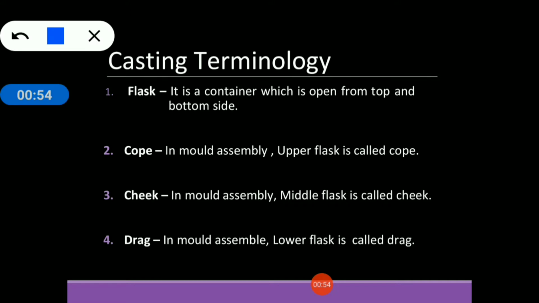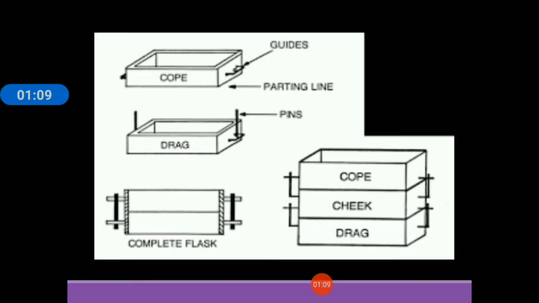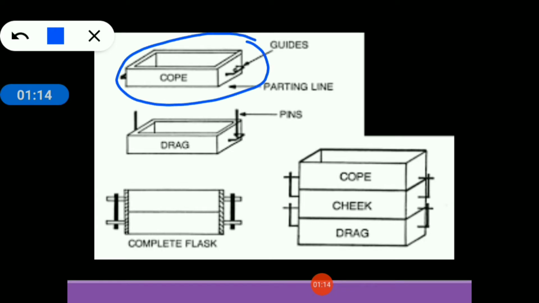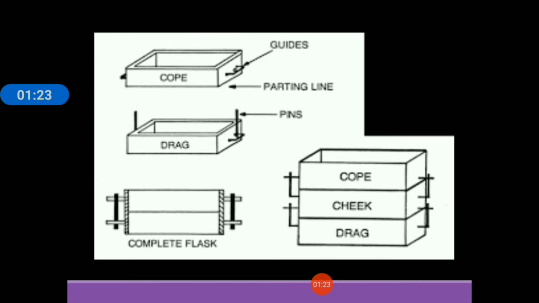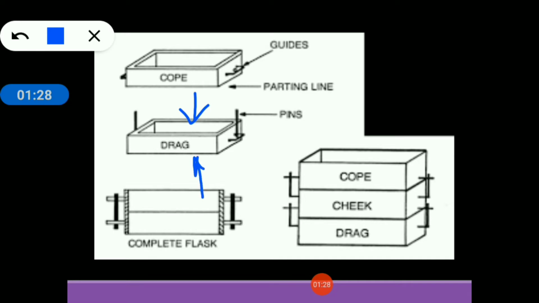Now, the first term of casting is flask. A flask is a container which is open from the top and bottom side. See in this figure, suppose this is one container which is open from the top and bottom side. So this box is nothing but a flask. It is open from both sides, so you can just say this is a flask.